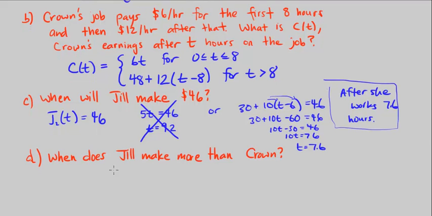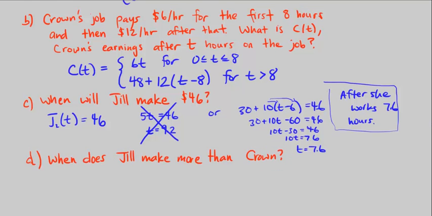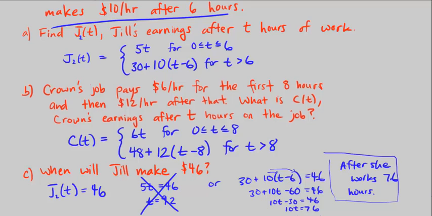Finally, when does Jill make more than Crown? Okay. When is Jill's money more than Crown's money? So let's go ahead and look at these equations. I'm going to use a different color to explain this. Jill, we know, makes 5 times t, $5 an hour for the first 6 hours, right? So in the first 6 hours, the maximum she makes here is $30, right? Crown, in his first 6 hours, he's going to be making $36, right?